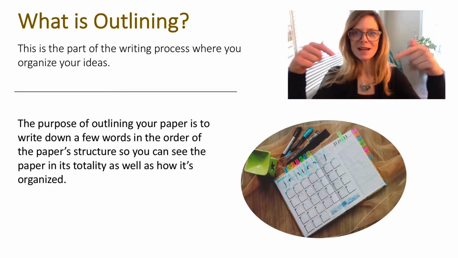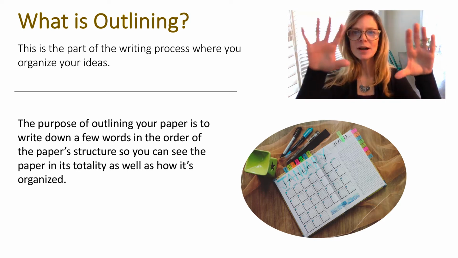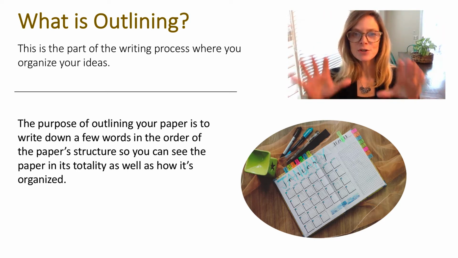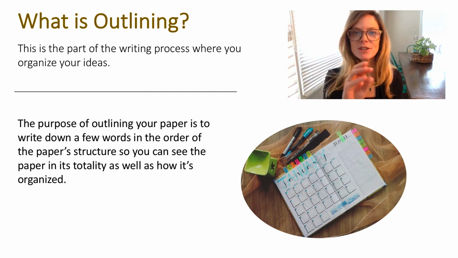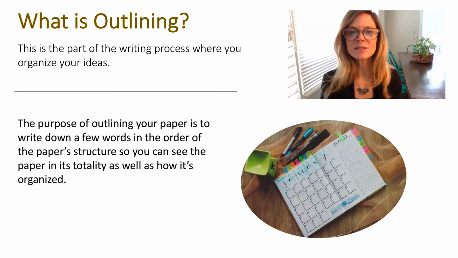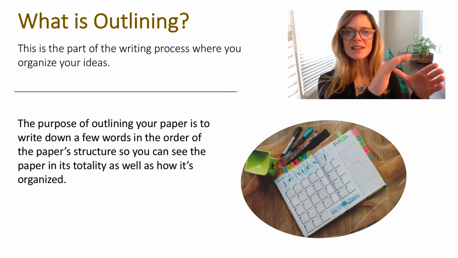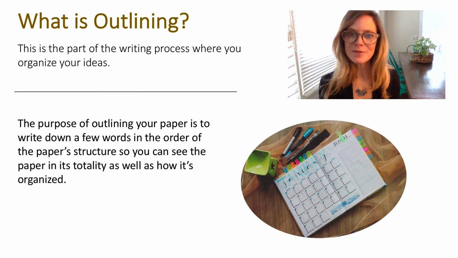You can think of it like the picture below. You have your monthly calendar, so you have your big overview of what your month looks like, and then you have the days on which you have specific things to do. It's kind of like that with your paper. The outline is the big idea, and then we go through and organize it by the structure of the paper.